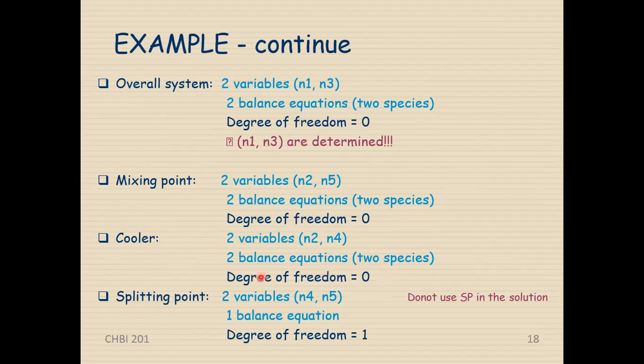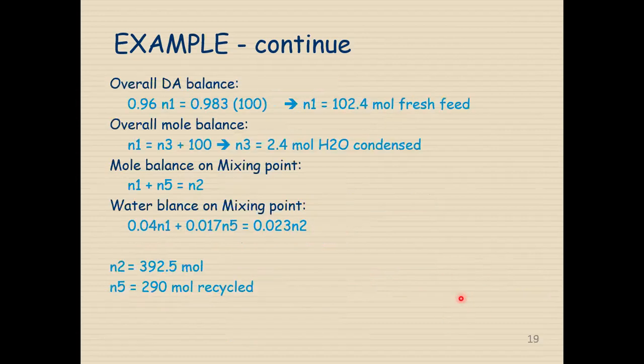At the splitting point, there are two variables, N4 and N5, and you may apply only one balance, so the degree of freedom is 1. So there is no need to use this calculation in the solution. When we apply the overall dry air balance, dry air is in the fresh feed and also goes into the product. There is 96% dry air in the fresh feed and 98 mole percent in the product stream after the splitter. We have taken the basis of 100 moles of the product stream.